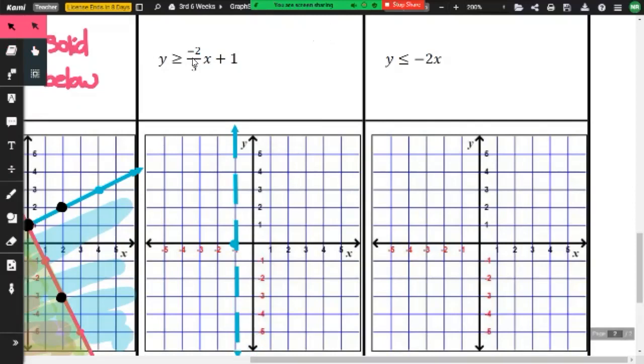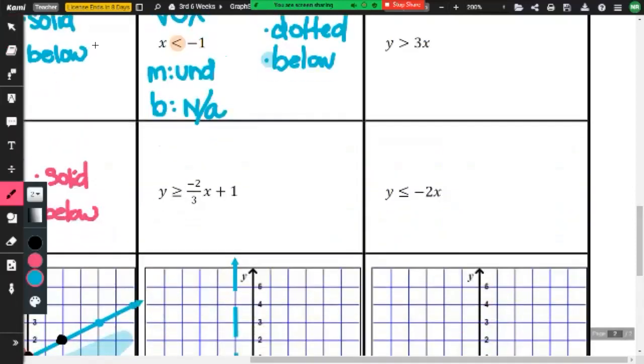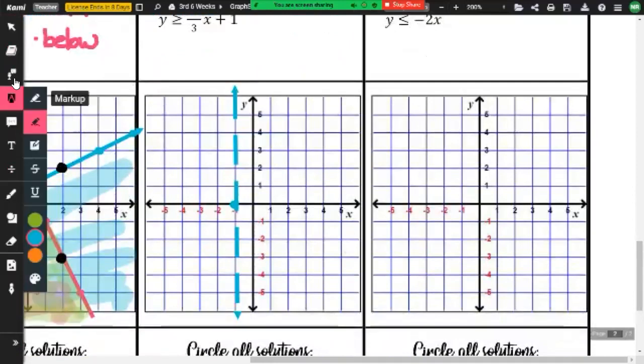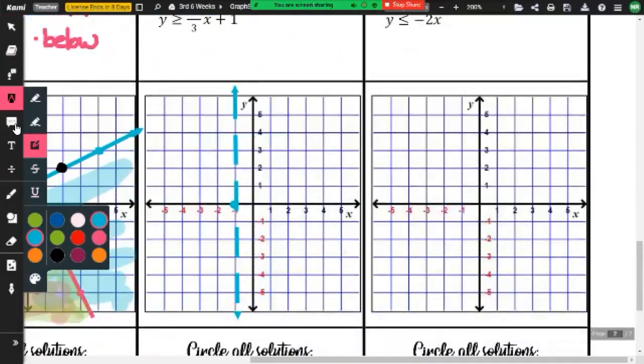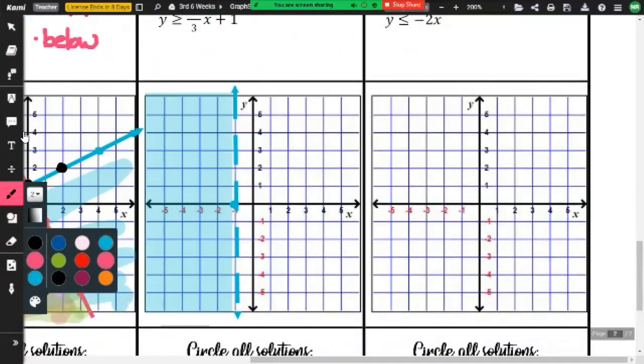Okay. And with vertical lines, you can treat it like an arrow. Since it's an arrow pointing to the left, I'm going to shade the whole left side of this line. And since it is in the shape of a box, I can easily do that. I'm going to need my freehand for the next one.